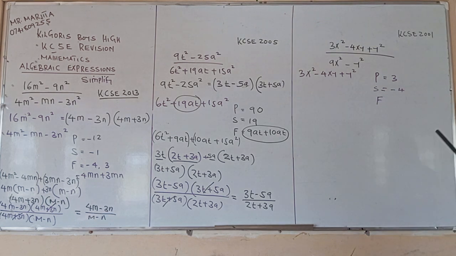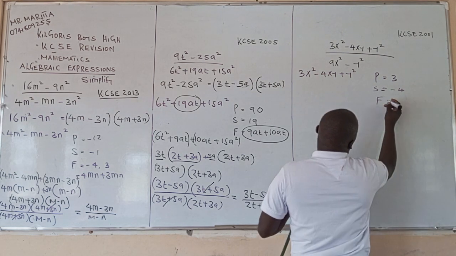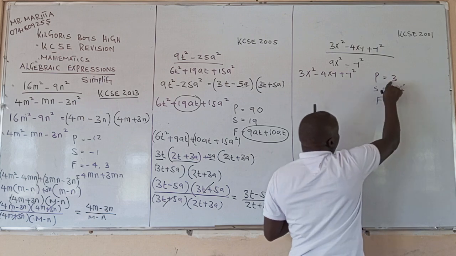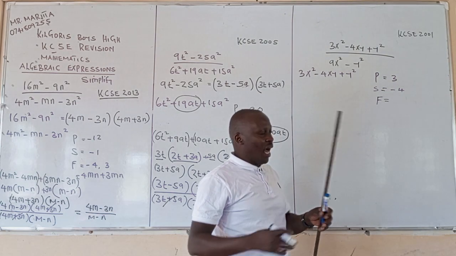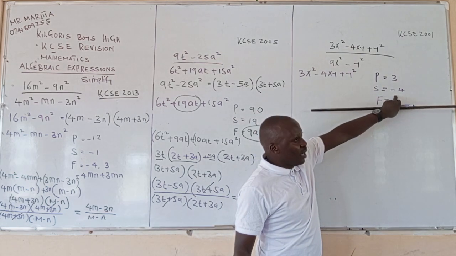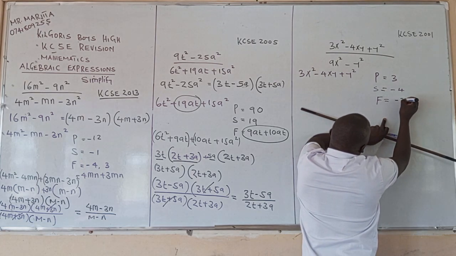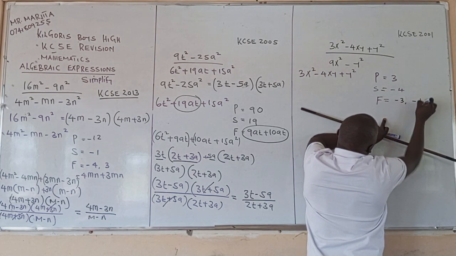Now, what are the factors? The two numbers that will give us a product of 3, and the same numbers, when you add them, will give us a sum of -4. Now, what are these numbers in this case? Those numbers are -3 and -1.